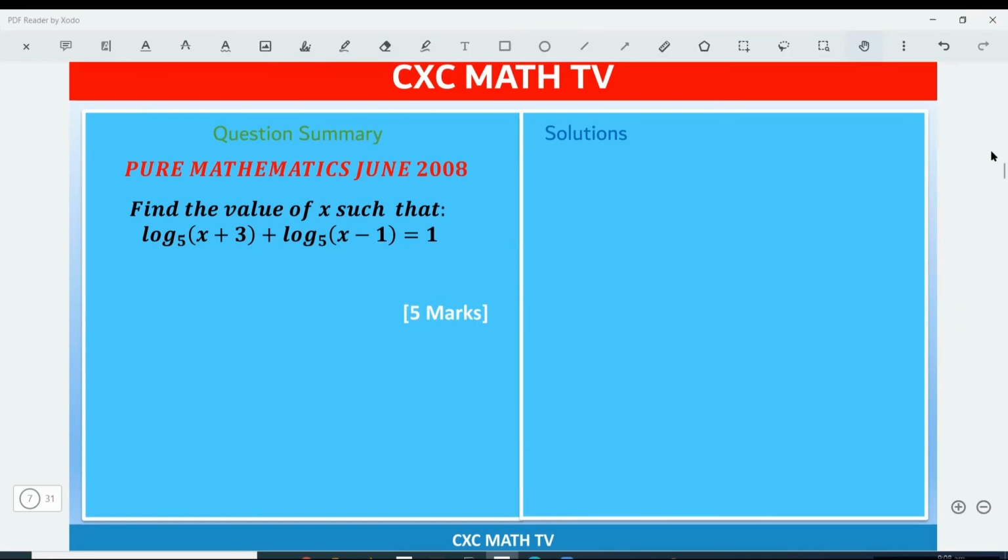Now, this is the second part of the Pure Mathematics June 2008 log equation. And it says find the value of x such that log base 5 of x plus 3 plus log base 5 of x minus 1 is equal to 1.